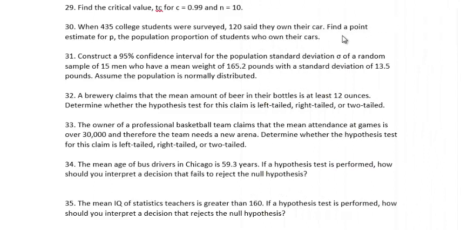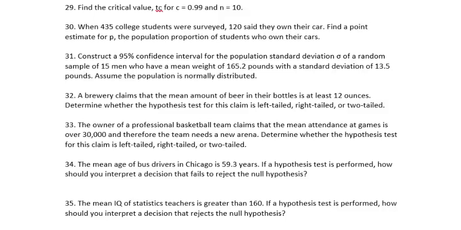Okay, 31. Construct a 95% confidence interval. Again, this one's going to be a little more complex, kind of like question number 28. 95% confidence interval for the population standard deviation of a random sample of 15 men who have a mean weight of 165.2 pounds and a standard deviation of 13.5 pounds. Assume that the population is normally distributed, which means we're going to use the z-table, even though normally when you have 15, you'd use the t-table. Here the question specifically tells you to assume a normal distribution, so we are going to use the z-table.